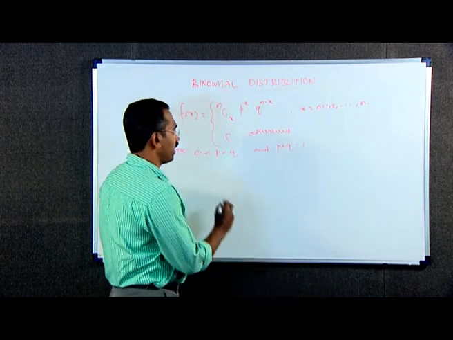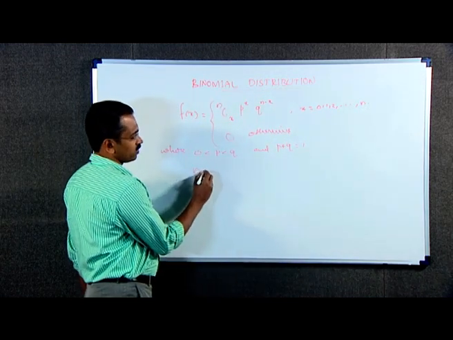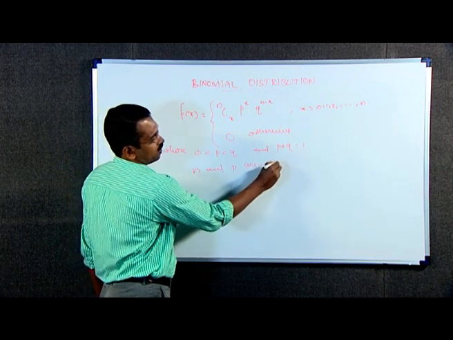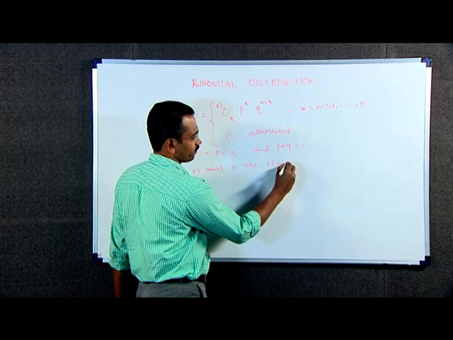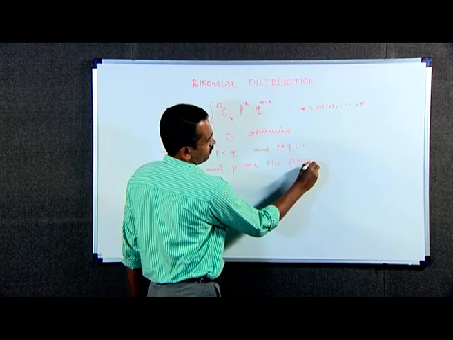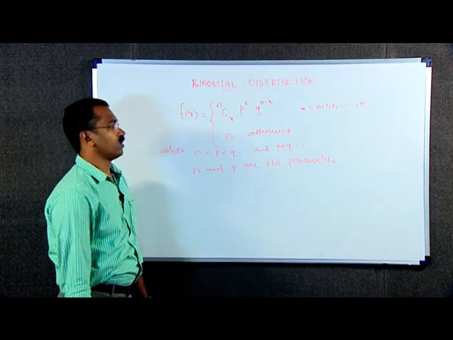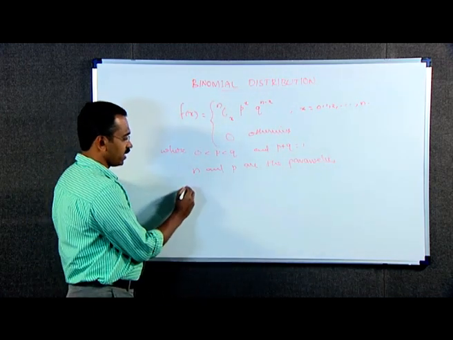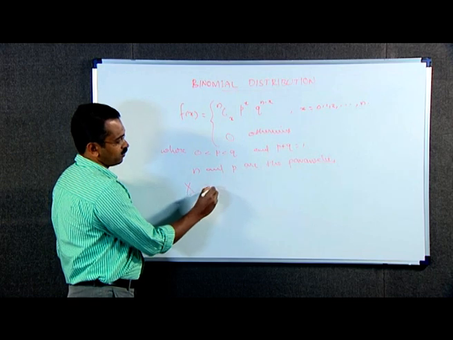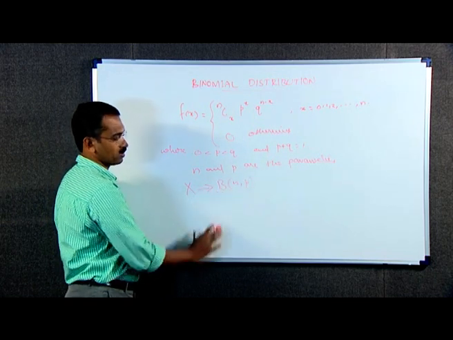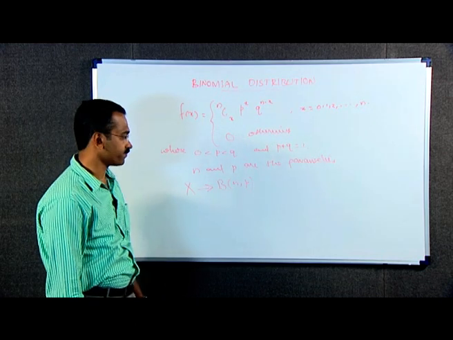Here n and p are called the parameters of the binomial distribution. In this case, we write x follows binomial distribution with parameters n and p. The notation is like this.